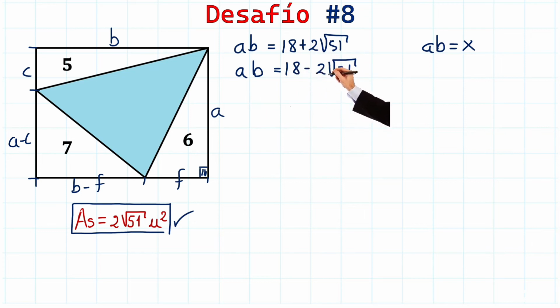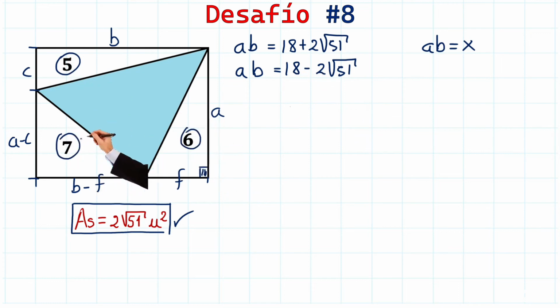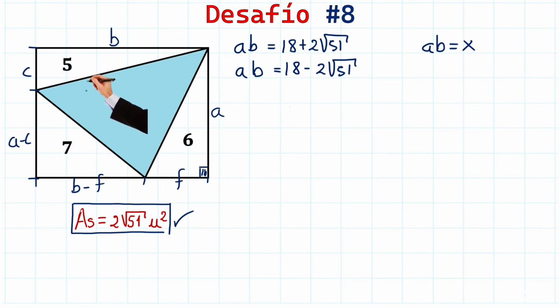Look, 18 minus 2 square root of 51. This couldn't be the solution for the rectangle. Why? Because only the sum of all these areas here already gives us 18. So, it couldn't be that the area of the rectangle is less than 18. Because here we still have another area which is the one in blue. So this couldn't be the solution. So it can only be this one. The solution for the area of the rectangle, not the solution for the axis of the column.